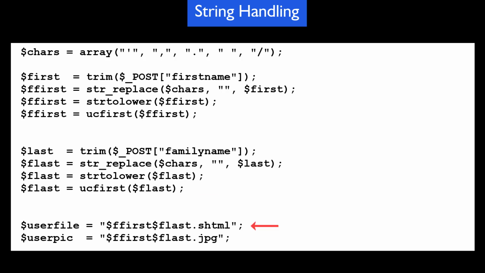Then $userFile equals, quote, $fFirst, $fLast.shtml, quote, and $userPic is, quote, $fFirst, $fLast.jpg, quote. String functions can also be used in many other ways, and we'll explore them as situations arise where they're useful.